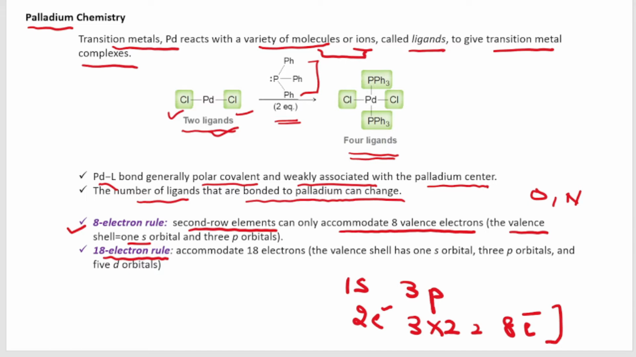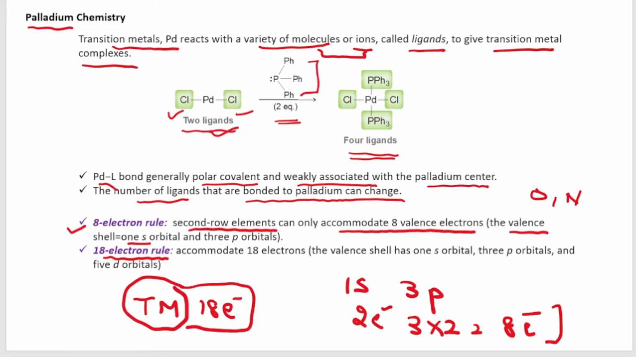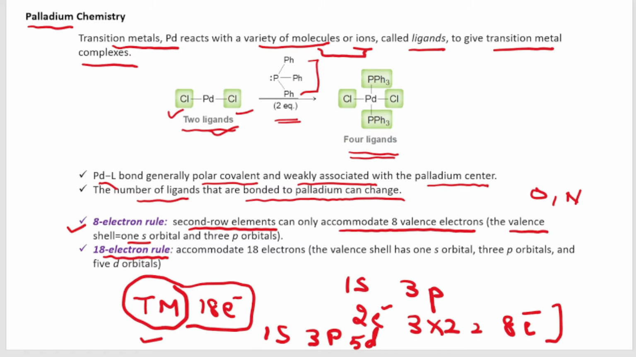Similarly, in the 18 electron rule, when a transition metal has 18 electrons in its outer shell or valence shell, then this transition metal becomes stable. Their valence shell has 1 s, 3 p and 5 d orbitals. If you calculate, you will find a total of 18 electrons.